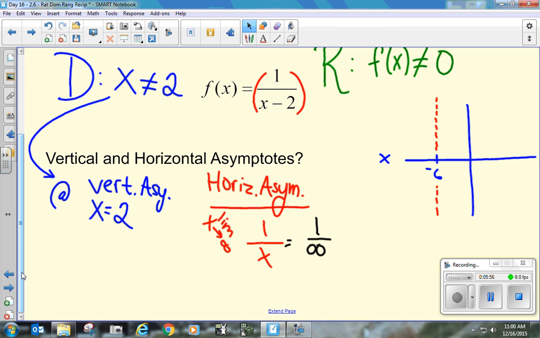So it would eventually approach 0. It'll never be 0 because we're never going to get 0 on the top. But it will get so insignificantly small that it'll seem like 0. Therefore, we have a horizontal asymptote at y equals 0.